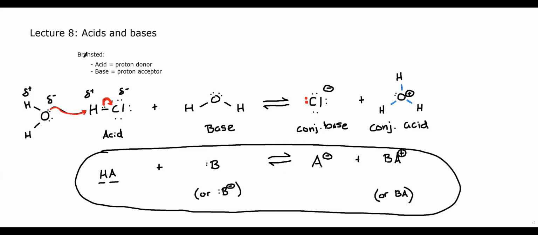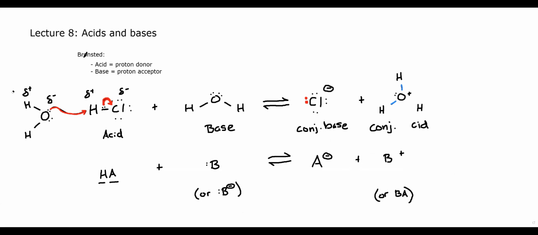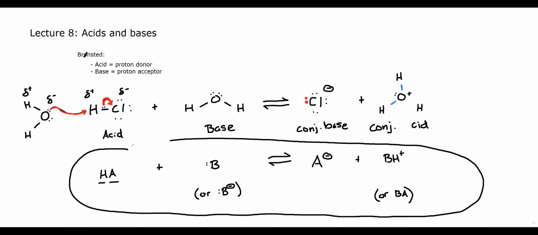So what does that give us? It gives us A minus after HA. After that hydrogen leaves, we're left with A minus plus a base with a hydrogen, BH plus. So the hydrogen goes from the acid to the base to become BH plus, right?